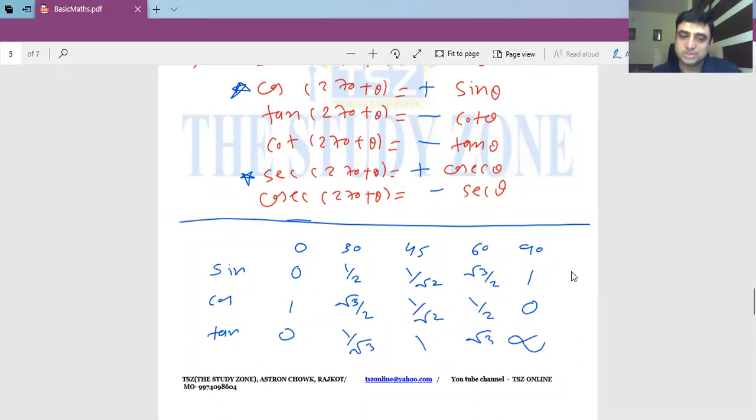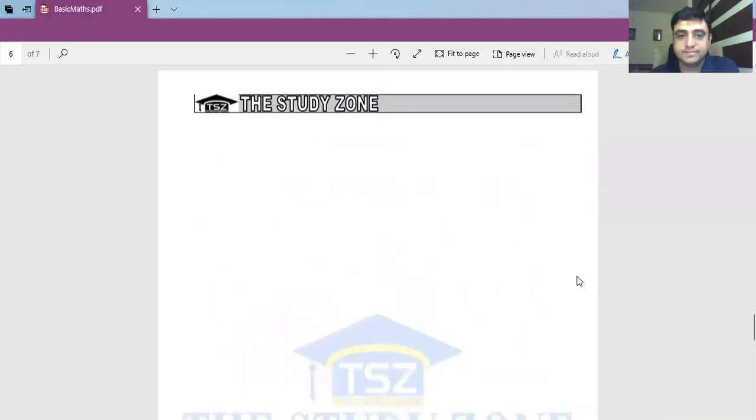Then same way cosec, sec, and cot. You know all this. This is a very important value table. So if you have forgotten it, do practice, be comfortable with this. Now, how to use it? Suppose I want to find sine 120 degree. Now, sine 120 degree can be written as sine 90 plus 30.